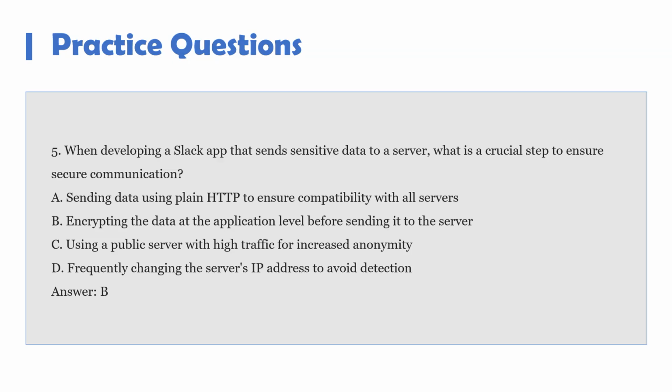5. When developing a Slack app that sends sensitive data to a server, what is a crucial step to ensure secure communication? A. Sending data using plain HTTP to ensure compatibility with all servers. B. Encrypting the data at the application level before sending it to the server. C. Using a public server with high traffic for increased anonymity. D. Frequently changing the server's IP address to avoid detection. Answer: B.